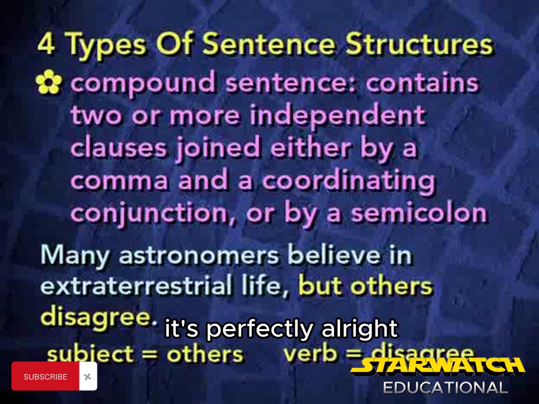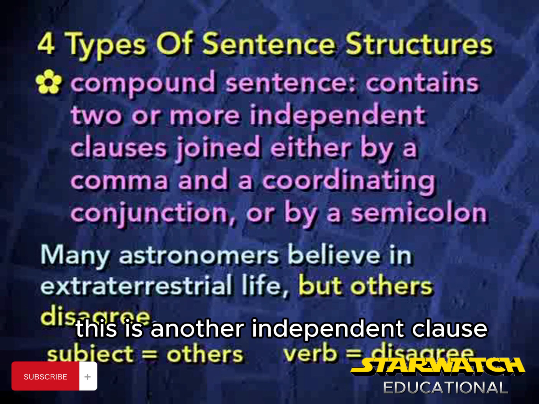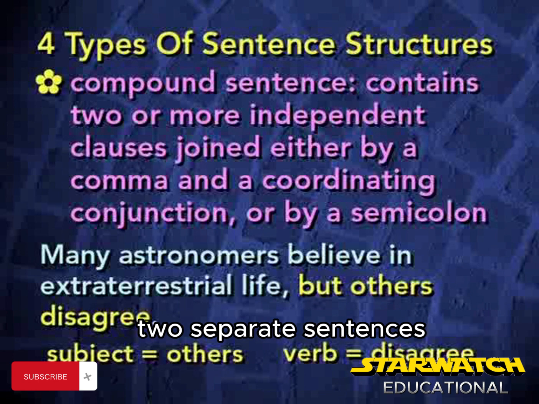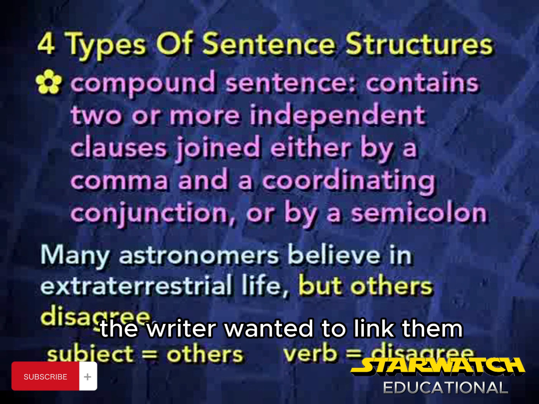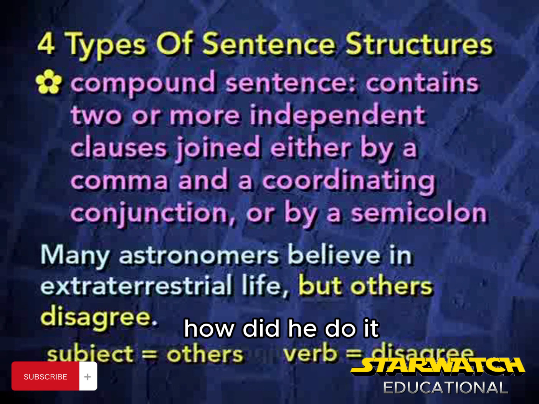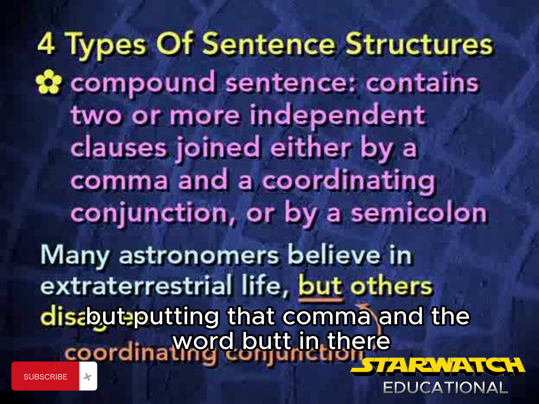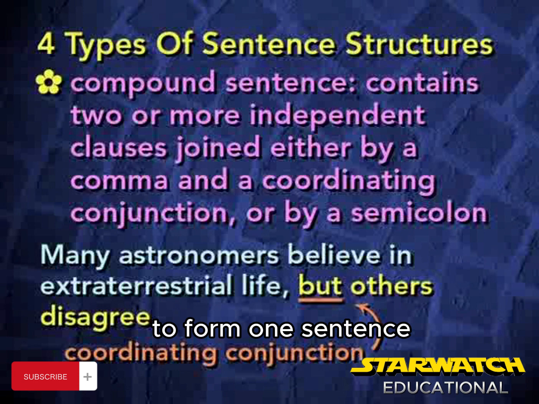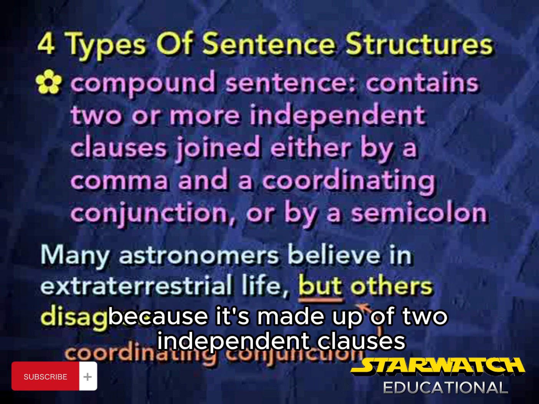It's perfectly all right to begin a sentence with a word like but or and. In any case, this is another independent clause. So this could have been set up as 2 separate sentences. But because the ideas are closely connected, the writer wanted to link them. How did he do it? By using a comma and the coordinating conjunction but. Putting that comma and the word but in there makes it easy to connect the 2 clauses to form one sentence, namely a compound sentence, because it's made up of two independent clauses.